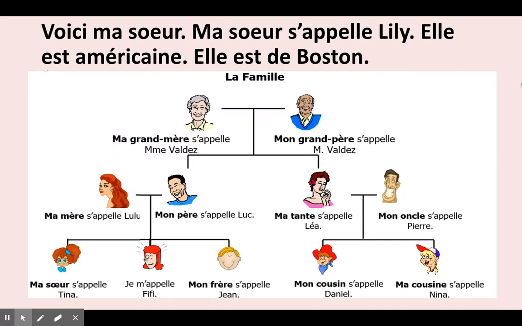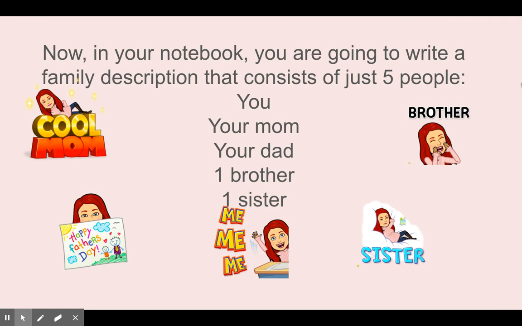Obviously, you could do a family tree the other way. This family tree could go towards the mother's generations, but we're just working on one set of grandparents at a time. Now, if we were going to write about one of our members of this family, we could write what's up above. Voici ma sœur. Ma sœur s'appelle Lily. Now, I have given her a different name by accident. Elle est américaine. Elle est de Boston. She is from Boston.